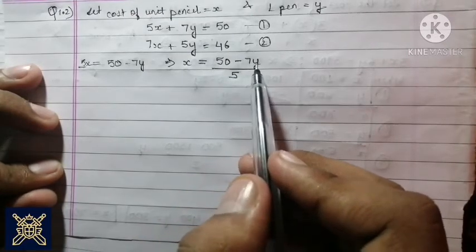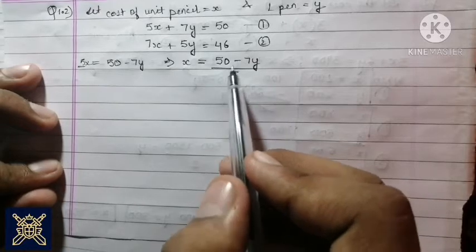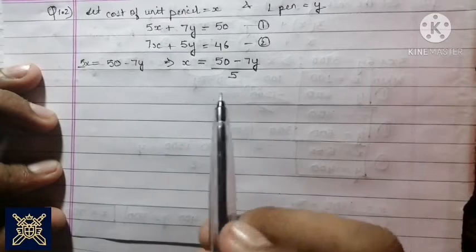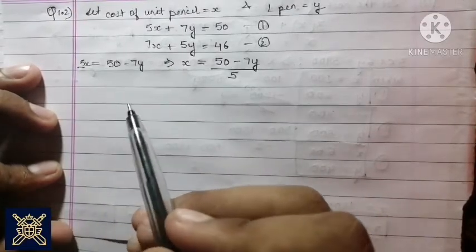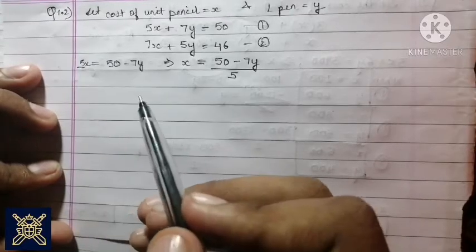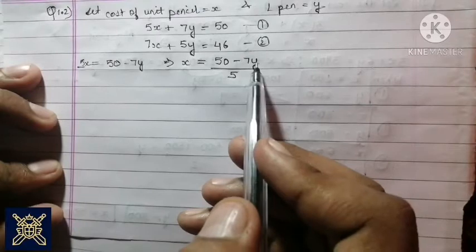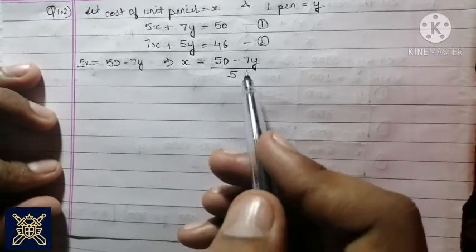For example, if I take 5, what you get is 50 minus 35 over 5, so the number you get is a whole number. In such types of questions, we always try to seek a whole number, or a negative, an integer instead of a rational number. So here we will take values of y that are multiples of 5.